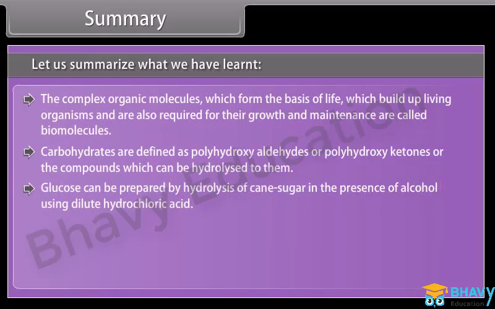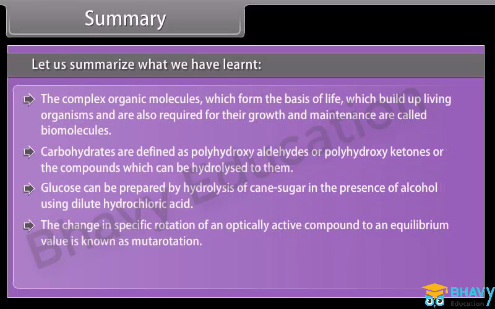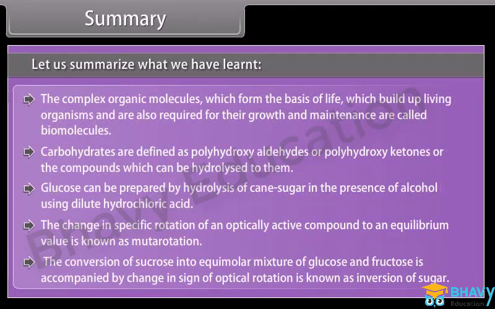Glucose can be prepared by hydrolysis of cane sugar in the presence of alcohol using dilute hydrochloric acid. The change in specific rotation of an optically active compound to an equilibrium value is known as Muta Rotation. The conversion of sucrose into equimolar mixture of glucose and fructose is accompanied by change in sign of optical rotation, is known as inversion of sugar.